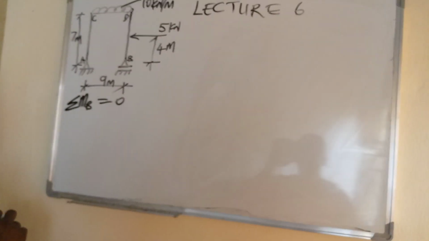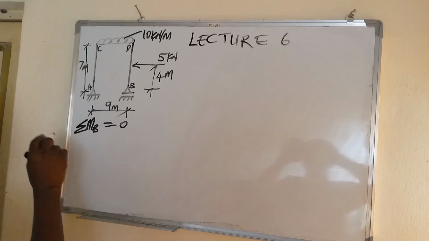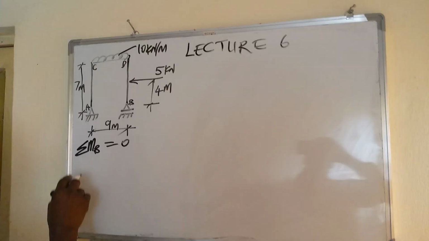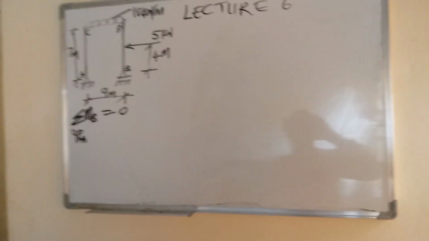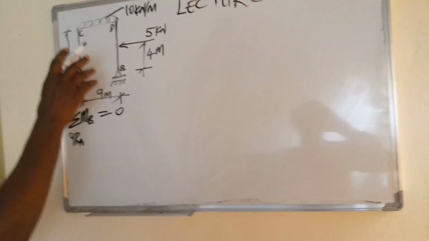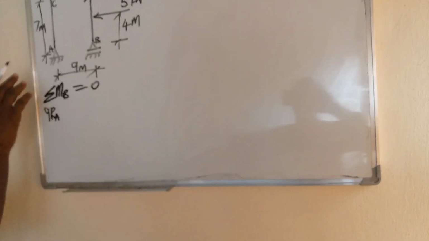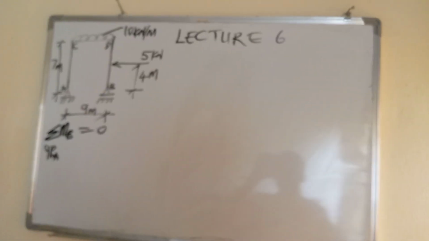So the first is reaction A. Reaction A is the first force here, and we have reaction A times 9, that's 9 RA. Any other force turning against it... 9 RA. Because we're talking about moment about point B.